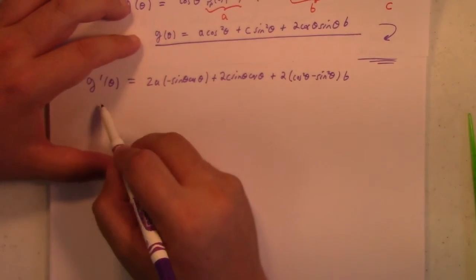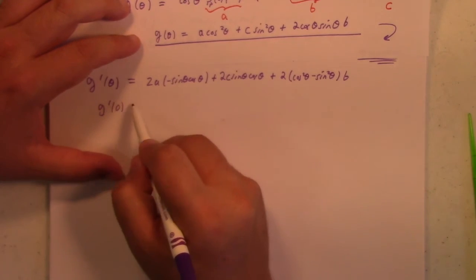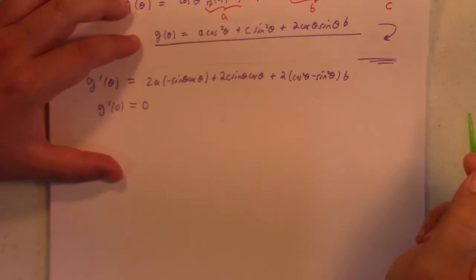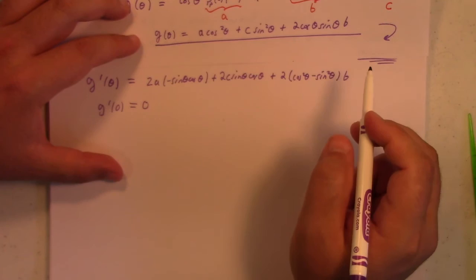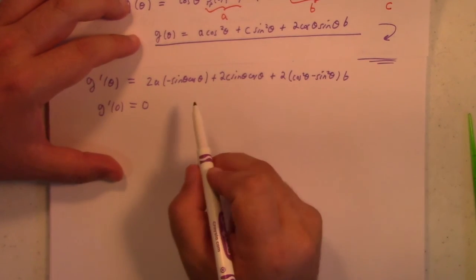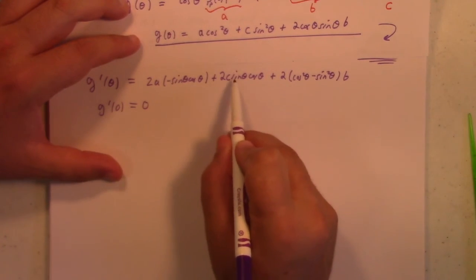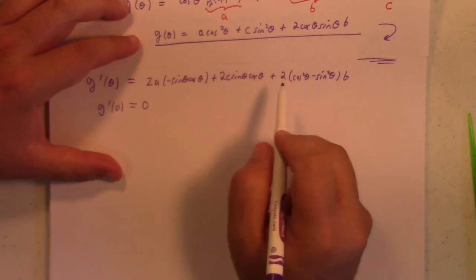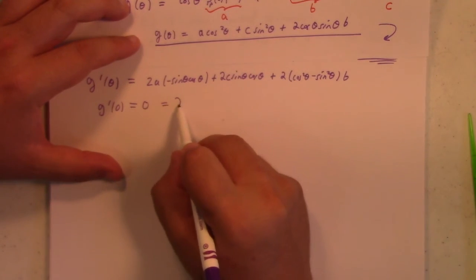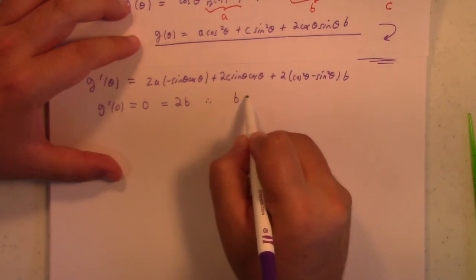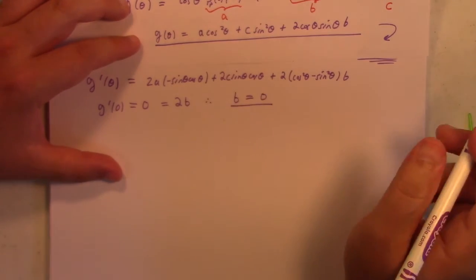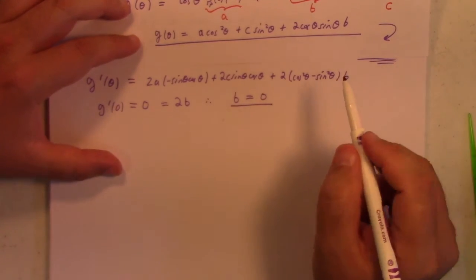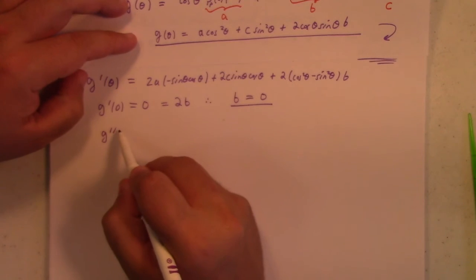And then, G prime of 0 equals 0 actually gives me a condition on a, b, and c. Well, what does it actually give us a condition on? Sine of 0 is 0, so that goes away, that goes away, that goes away, but what's left is 2b. Aha! So therefore b has to be 0 by our construction. And while we're at it, what's G prime prime?